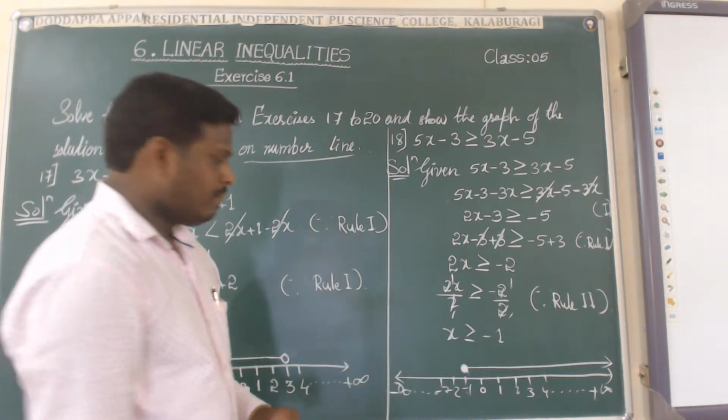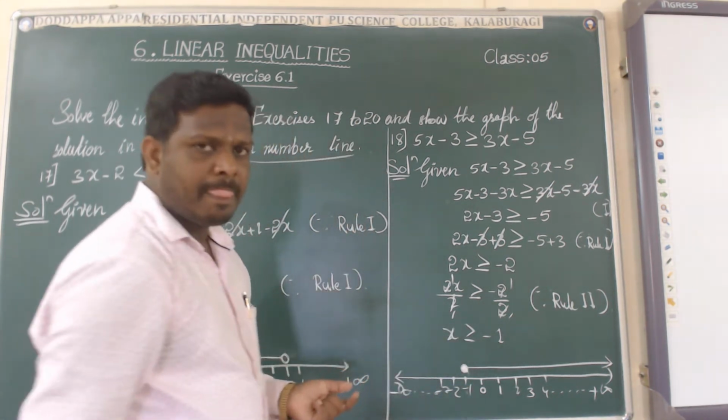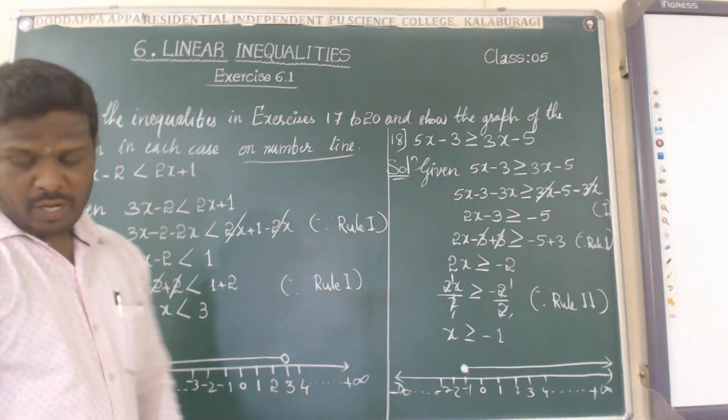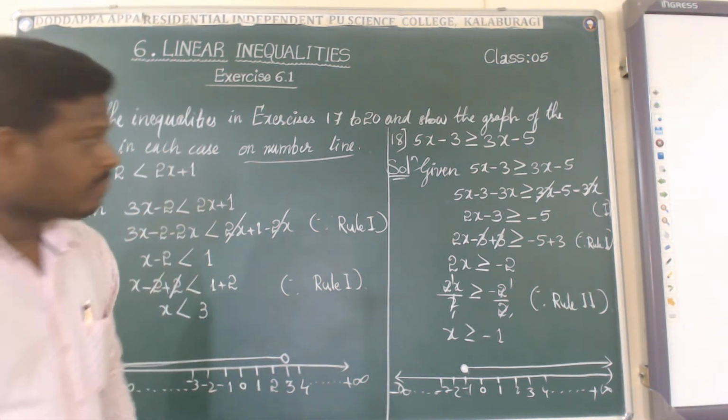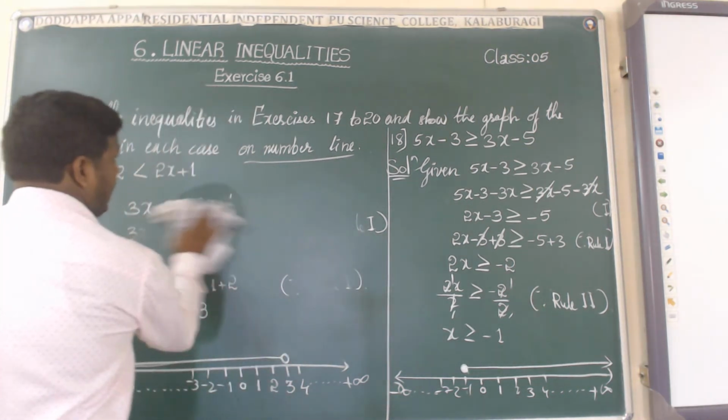Getting my point? Think of it as a small circle, a small point with shading. This is the meaning of this one. Okay? I hope all of you are getting this clearly. Okay, come to the next, the 19th question.